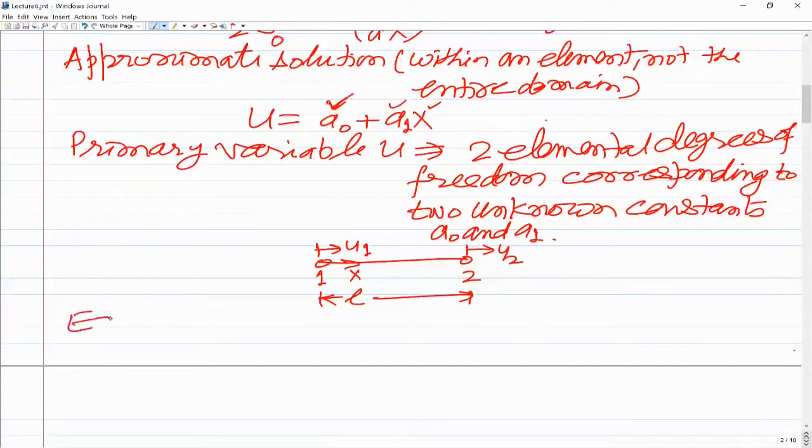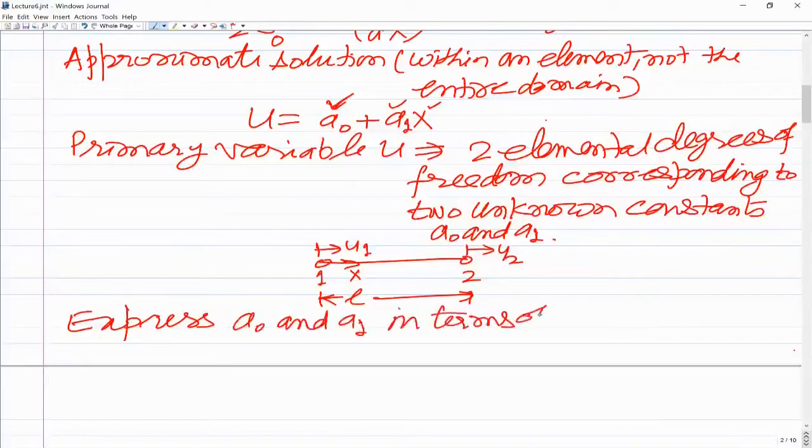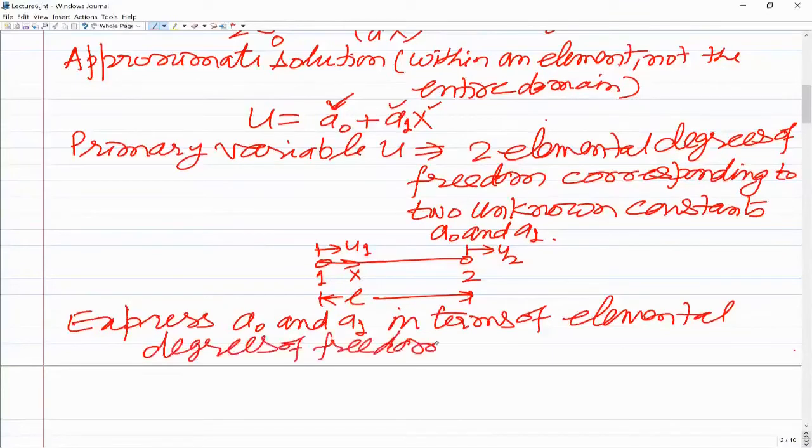So the next step is to express a0 and a1 in terms of the elemental degrees of freedom. And why is the word degrees of freedom used here? Because once we know these two displacements u1 and u2, we will know exactly the deformed configuration where this element would lie. So we need these two parameters u1 and u2.